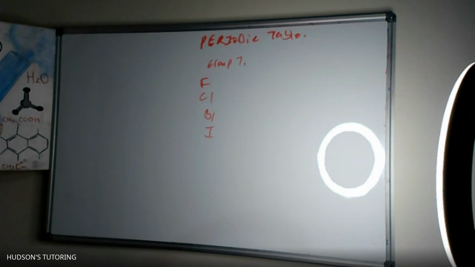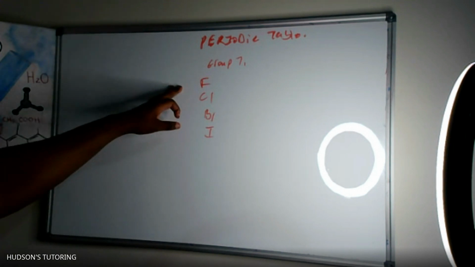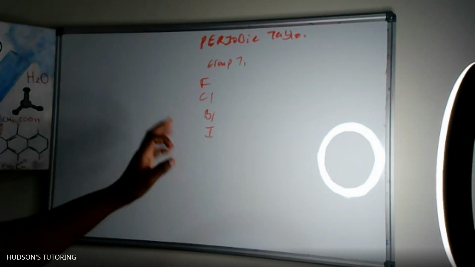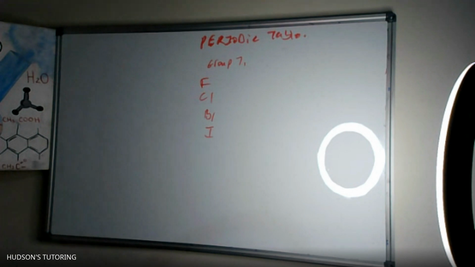Another thing to note is that the physical state of the elements will change. The physical state of the elements will change from gas to solids as you go down, and that is because of van der Waals forces increasing as you go down. So fluorine is a gas, chlorine exists as a gas, bromine as a liquid, iodine as a solid, astatine exists as a solid.